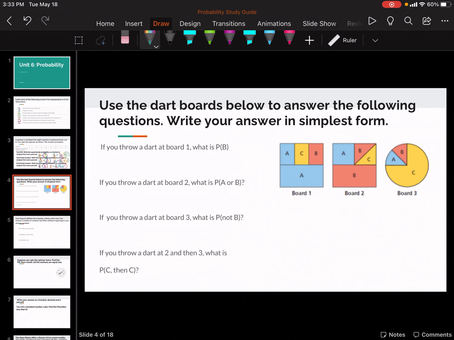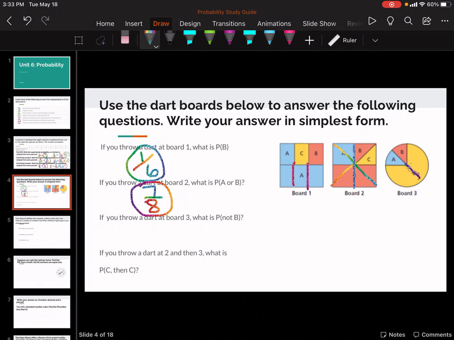Okay, for this next one, throwing a dart at board 1, what's the probability of getting B? Well, remember we need to have even sections. So how many sections are there? There's 6. And B is 1 out of the total of 6. What is the probability in board 2 to get A or B? So let's divide it again into even sections. How many sections are there? There's 8. And for A or B, 1, 2, 3, 4, 5, 6, 7 sections out of the total of 8.